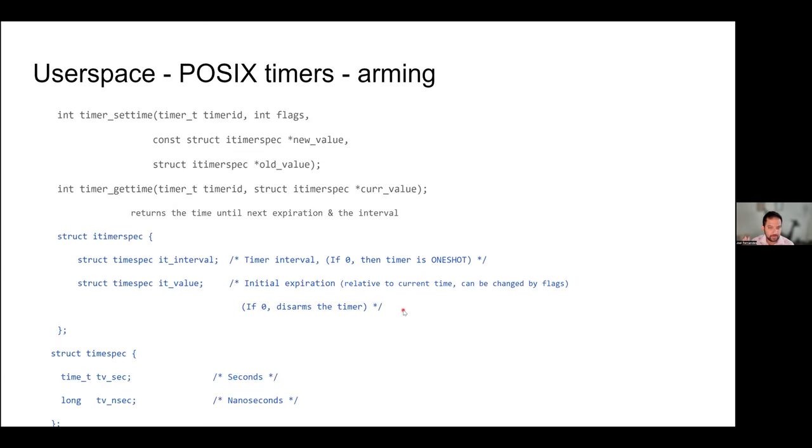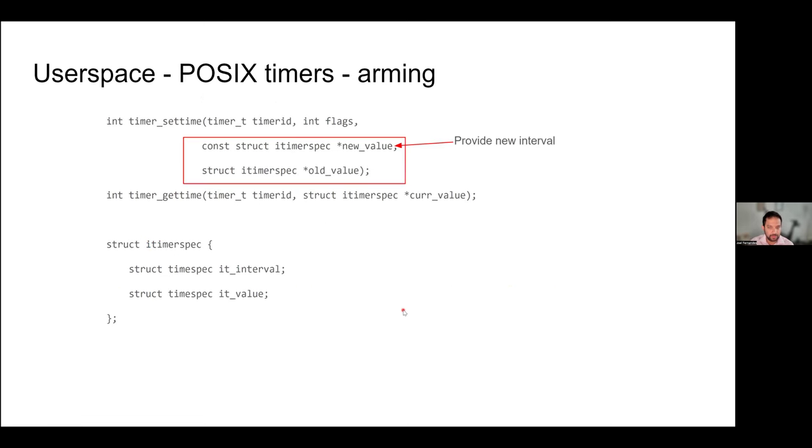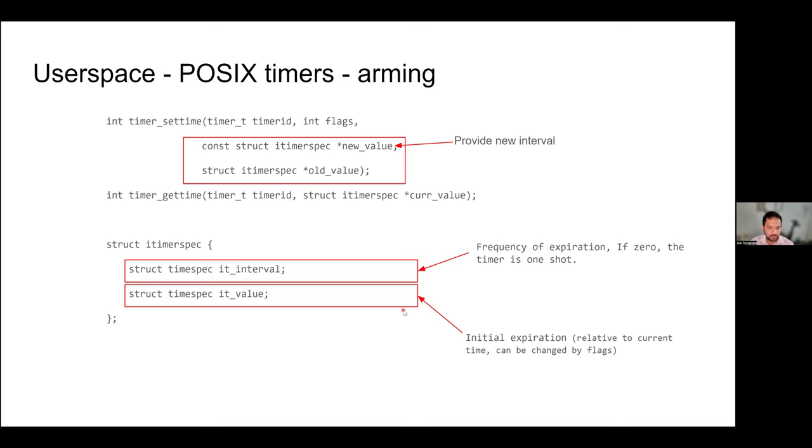I don't want to go through this too much, but this is how you would arm it. There's a set time API to arm it and also to disarm it. And you can use get time to figure out how much time is left till the next expiration. You can program the timer to be one shot, so it won't expire at an interval. Or you can say that you want it to expire at an interval. So there's all kinds of things you can do with POSIX timers. I went through all of this already.